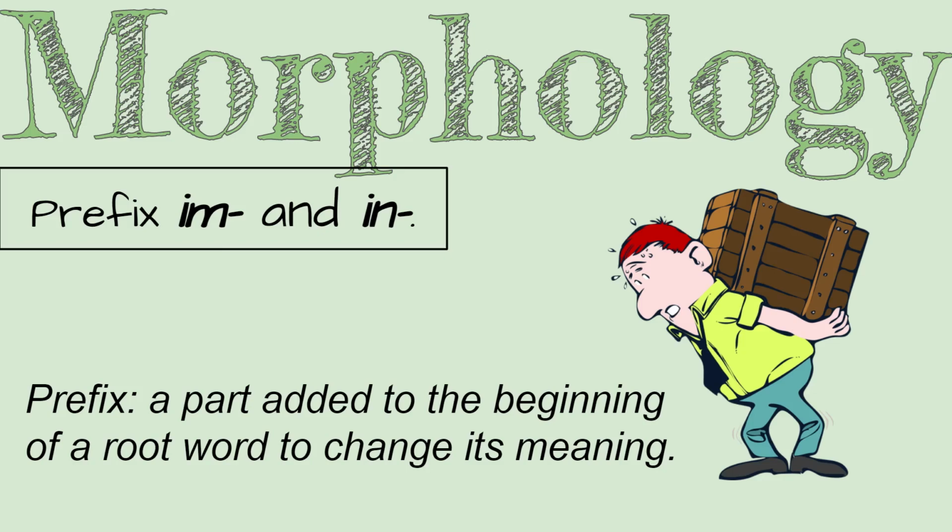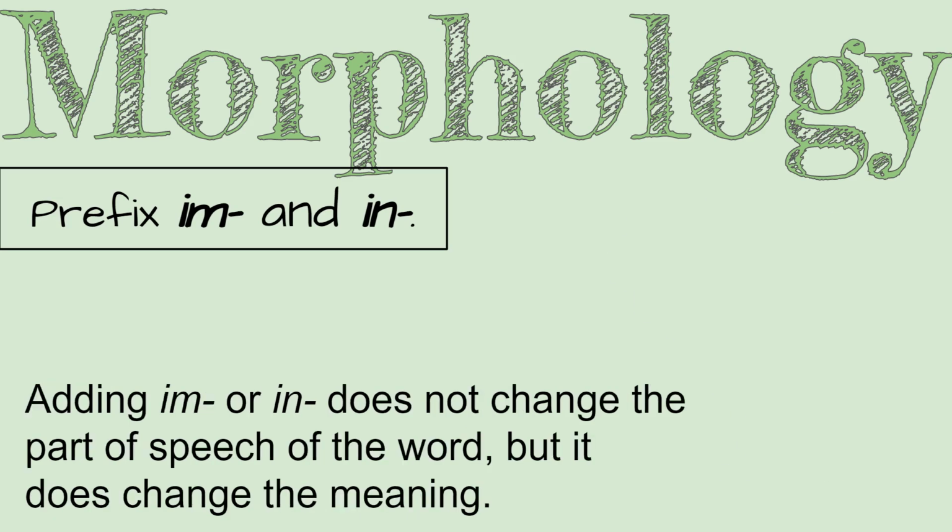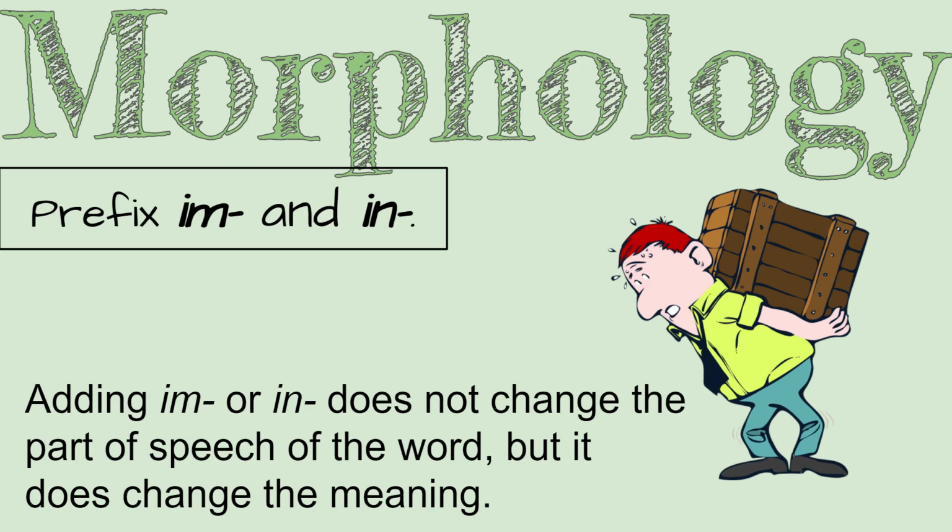For this station leaders, we're going to look at the prefix im and in. Remember, a prefix is added to the beginning of a root word to change its meaning. Both prefixes im and in mean not, such as non, dis, ill, or are. For example, unoriginal, non-dairy, or dislike.